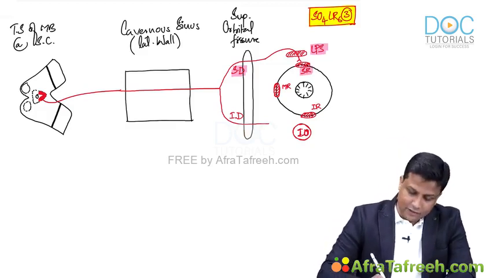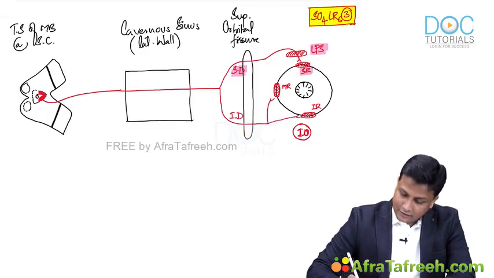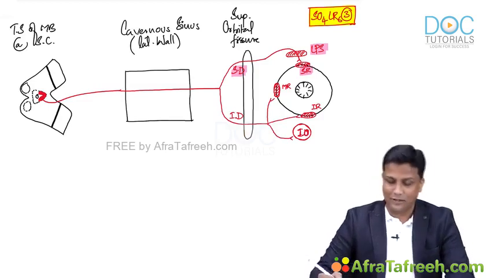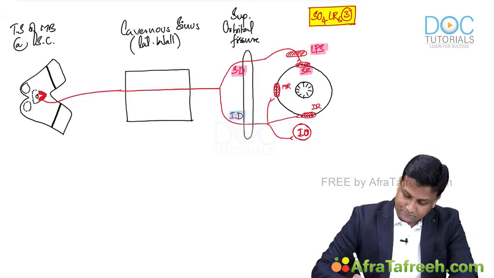And inferior division is the one which will be supplying to the remaining muscles, that is your medial rectus, as well as the inferior rectus, as well as the inferior oblique muscle, guys. And let me just highlight this with another color here. So inferior division will take care of medial rectus, inferior rectus, and inferior oblique muscle here.